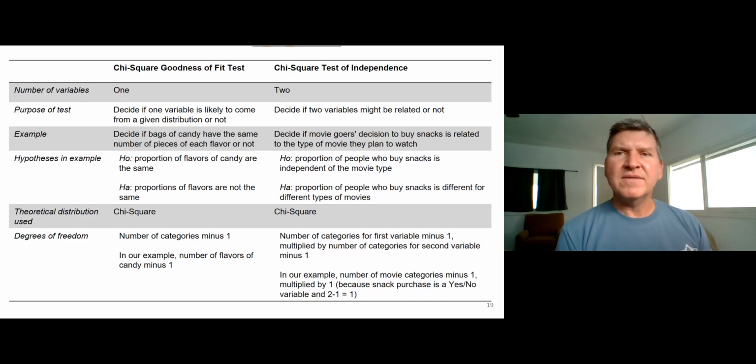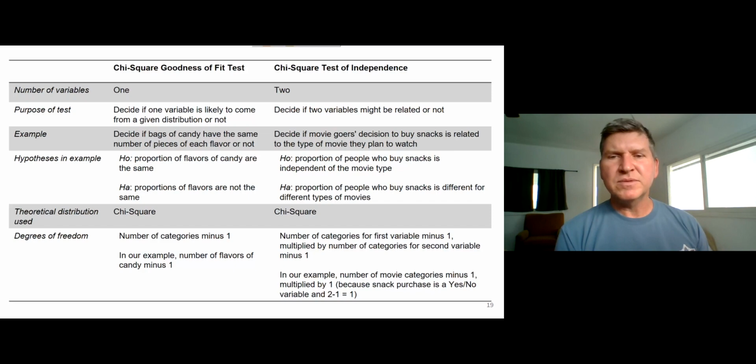We're trying to decide if 2 variables might be related or not. For example, we want to decide if moviegoers' decision to buy snacks is related to the type of movie they plan to watch. So our null hypothesis would be the proportion of people who buy snacks is independent of the movie type. The alternative hypothesis would be the proportion of people who buy snacks is different for different types of movies. This is looking at the theoretical distribution of chi-squared.